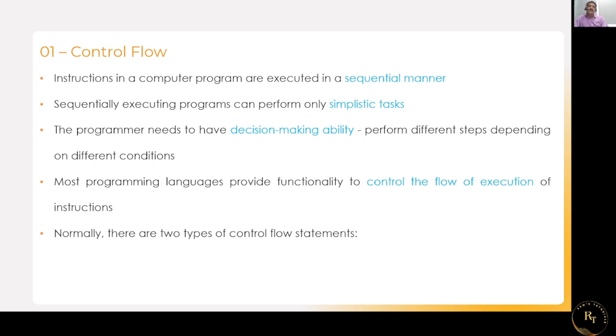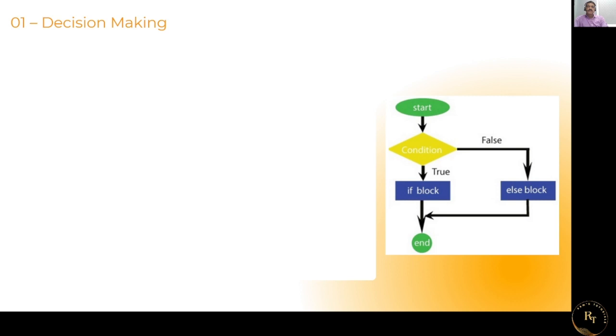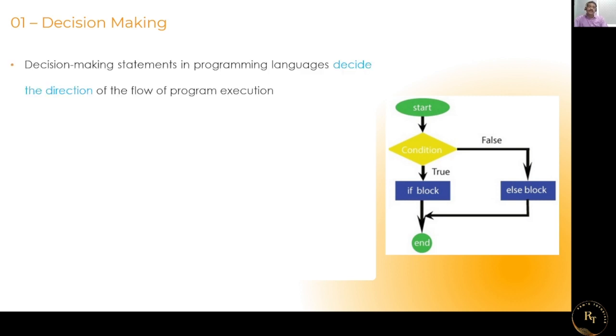And if you look at programming languages, there are two ways we do this. One is by making decisions, which is your decision control, and the second one is your looping or iterations. In this particular video, we'll be covering decision making. In the next video, we'll talk about the different ways looping or iterations can be done in Python. So let's focus our discussion on decision making.